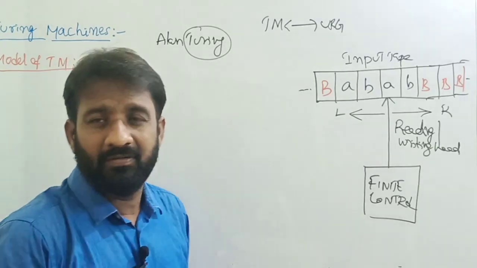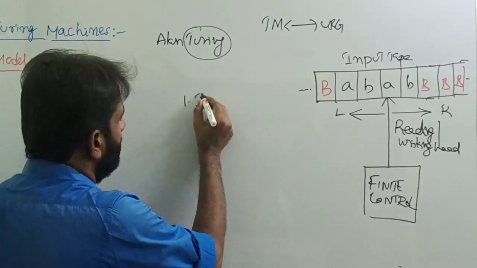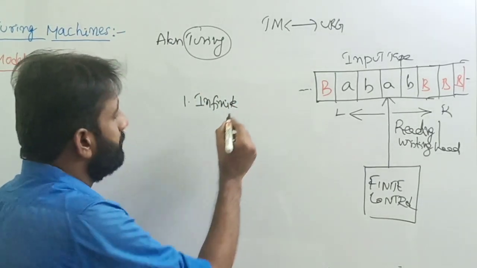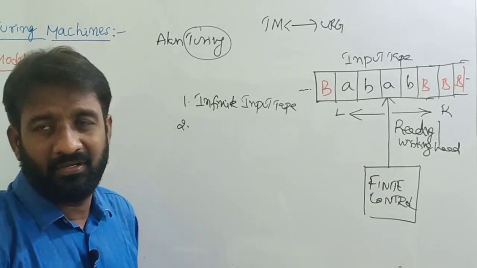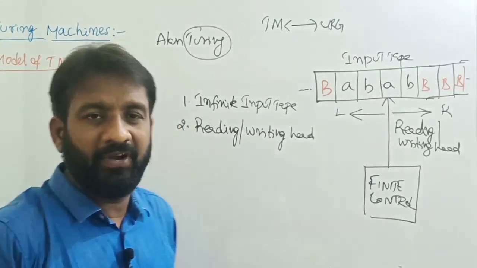So the Turing machine mainly has three parts. The first part is the infinite input tape. The second part is the reading or writing head. The third one is the finite control.